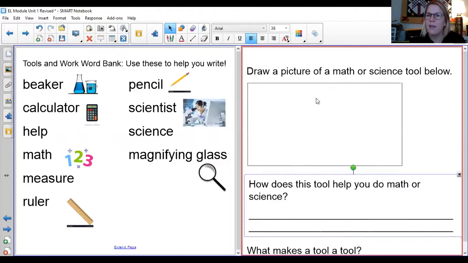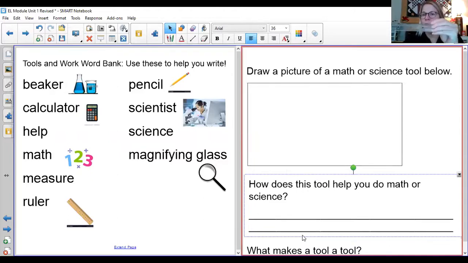Make it even better than the day before. First graders are also going to answer these two questions. How does this tool help you do math or science? And what makes a tool a tool? Remember, we learned last week when you're drawing a tool, you look closely at the shapes that you see. So for example, I see a rectangle, two rectangles. I see a circle. I see some black on the end.